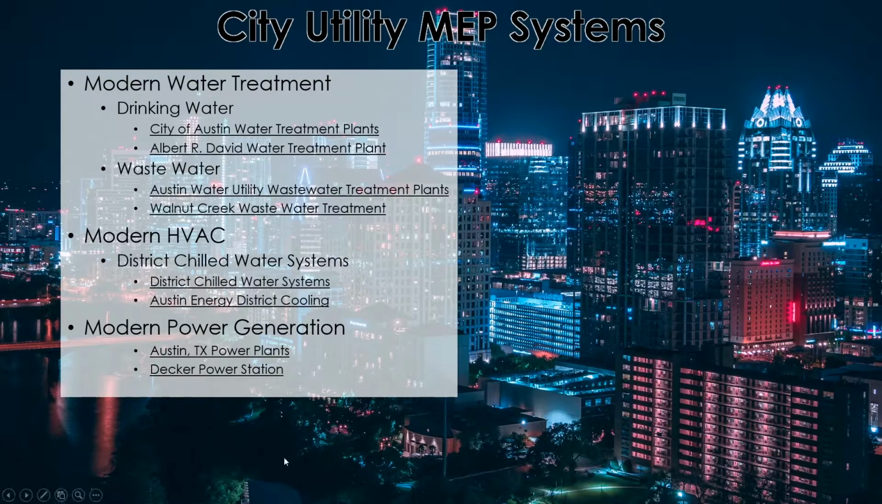Here are a couple examples, and you can look at the PDF if you want to actually take a closer look at these. City of Austin water treatment plants, as well as the Albert R. Davis plant that provides drinking water. For wastewater, they have treatment plants, Austin Water Utility Plant, and the Walnut Creek plant.